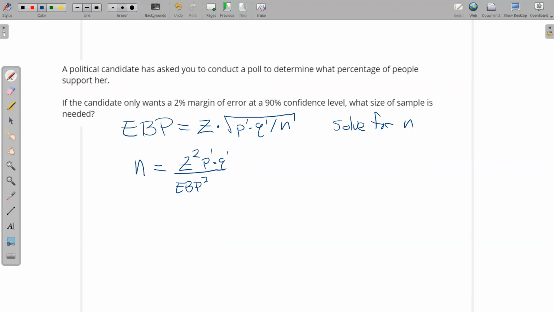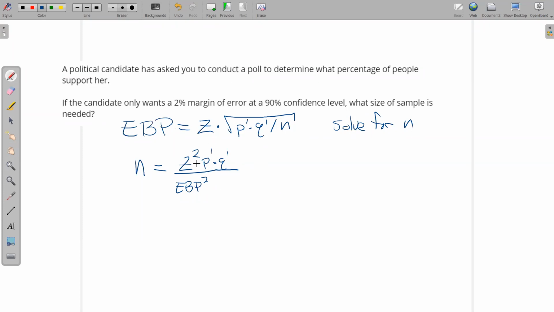I'm fairly certain I got that right. Let me look at this again. I don't feel like doing all the algebra. I'm trying to do it in my head. N goes up, that goes down, those stay still. And we have the square stuff. Yeah, that was right. Problem here is we don't know a previous estimate of the number of people that support her.